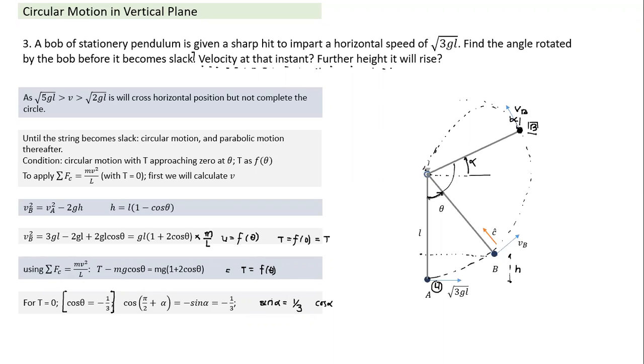So here we have to work back, and we can work back and calculate that as well. From here onwards, parabolic motion, and until here it was circular motion. And this is the point where tension has become zero. That's what we have calculated.